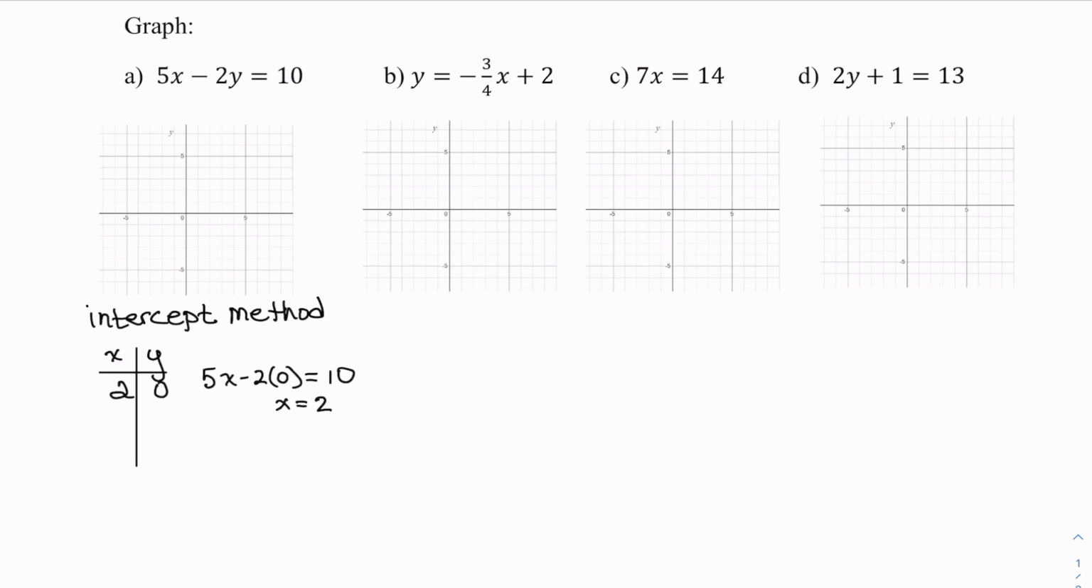And then to get the y-intercept of anything, we put 0 in for x. So start fresh with the equation, but this time we're going to take out the x and put in 0. So 5 times 0 is 0. 0 minus 2y is a negative 2y. And if I take this negative 2y equals 10, divide both sides by negative 2, I get that y is equal to negative 5.